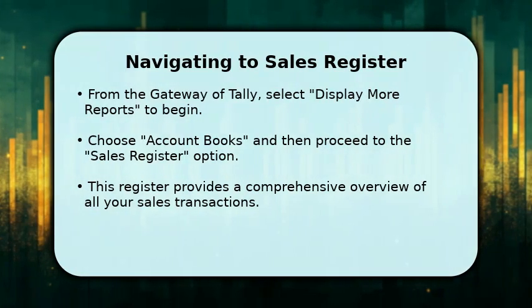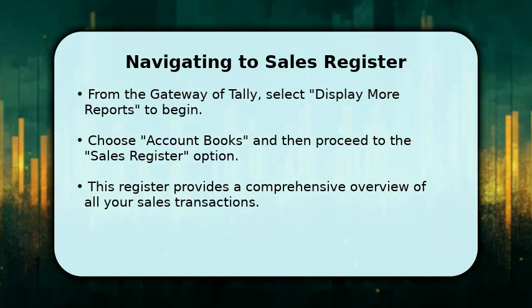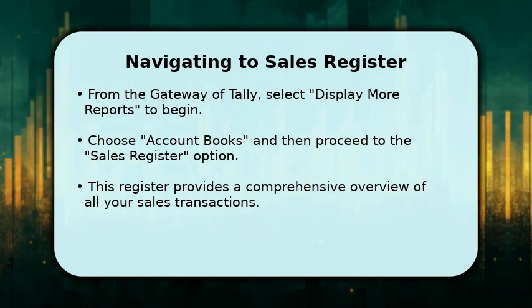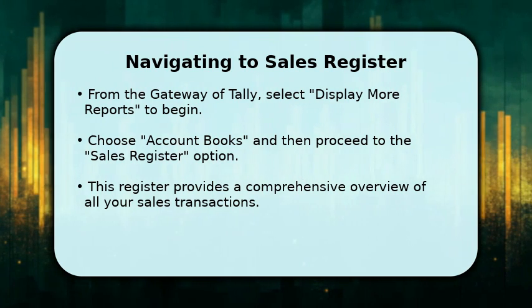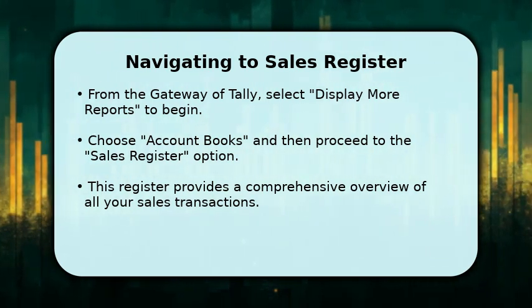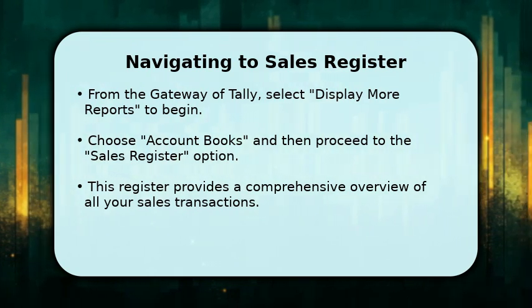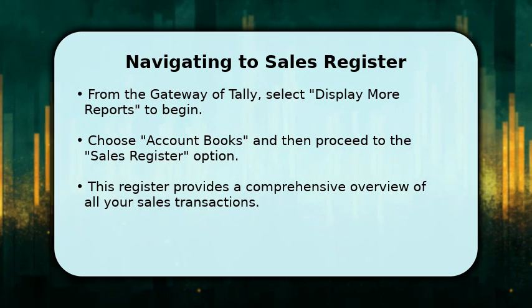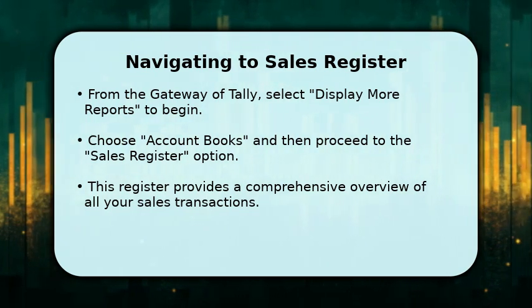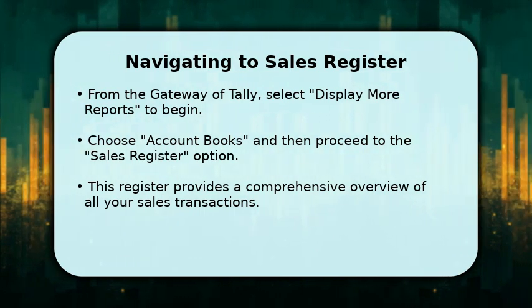To begin, navigate to the gateway of Tally. From there, select Display More Reports to reveal additional reporting options. Next, choose Account Books and then click on Sales Register. This section is your primary hub for all sales-related data, offering a chronological list of every sales invoice. It's a foundational step to drill down into specific customer information, providing a clear starting point for your analysis.